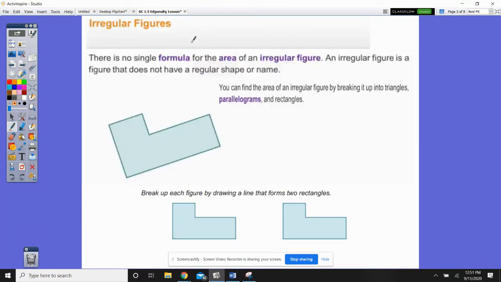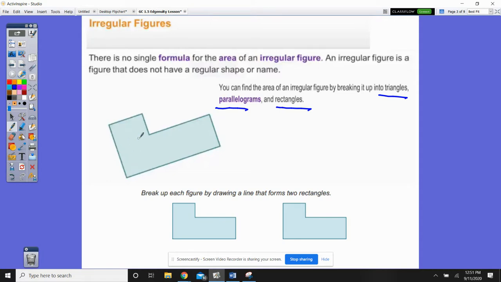So what are irregular figures? They're just kind of strange figures that can be put together with parallelograms, rectangles, and triangles. And there are a lot of different ways you can cut these figures up and use the things that you know to find the area.